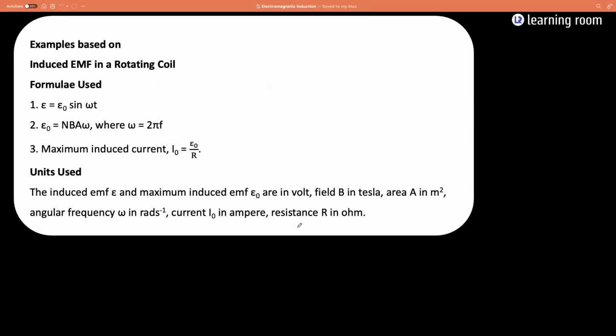Next set is induced EMF in a rotating coil. This is the principle on which the generator works. So when you talk about the induced EMF in a rotating coil, E will be equal to E naught into sine omega t, and E naught is written as NBA omega. That is the maximum induced EMF that is going to exist, the amplitude of that EMF, where omega is given as 2 pi into F, and maximum induced current is given as E naught divided by R. Based on this, we will do two problems.